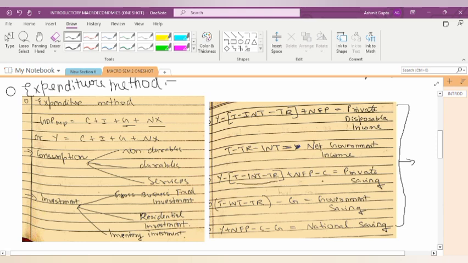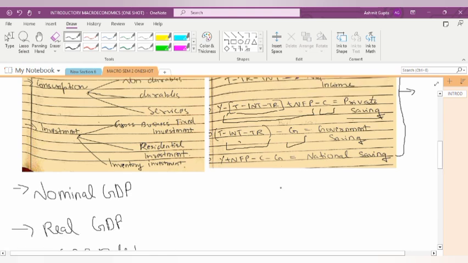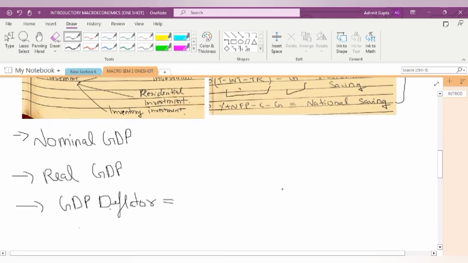Also, private saving would be Y minus taxes minus interest minus transfers plus the net factor product, and minus the consumption. This is the whole income for the private sector, and this is the consumption, so that we get the private savings. Similarly, the government savings is the government's revenue minus its expenditure. And national saving would be private savings plus public savings, which is Y plus net factor product minus C and minus G.